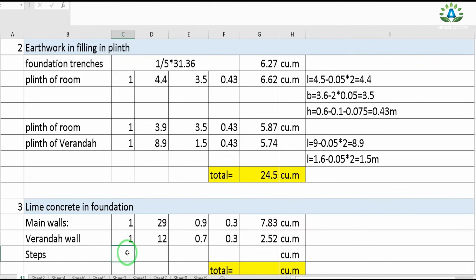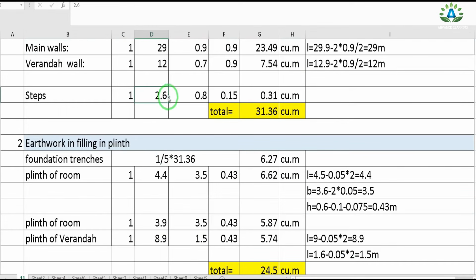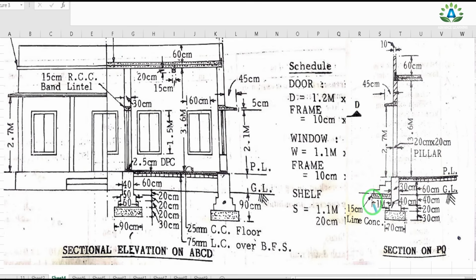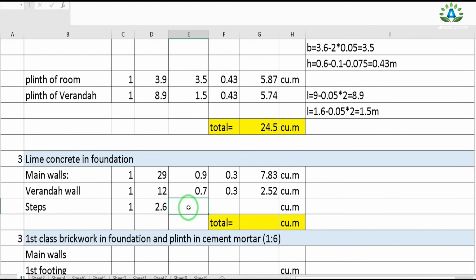Next is our step. Number of step is 1. Length is also same as this, that is 2.6 meter, but the width is different because this is our step portion having the lime concrete, and we need to put this lime concrete all over this portion. That is, this is our width of 1 meter, and it has a height of 15 centimeter, that is 0.15 meter. So I can write the width is 1 and the height is 0.15. So we get 0.39 cubic meter.